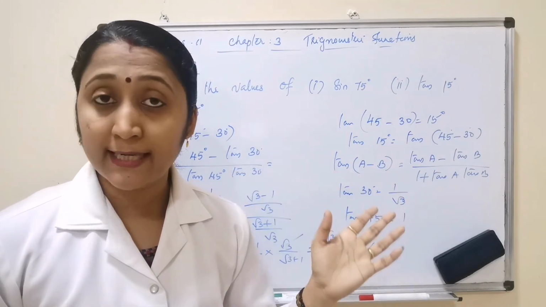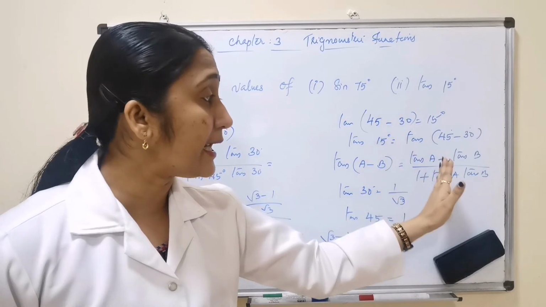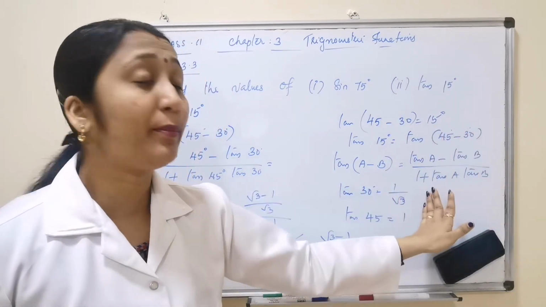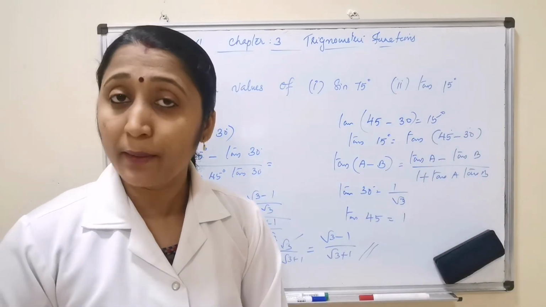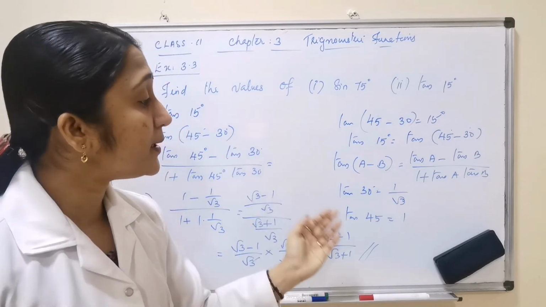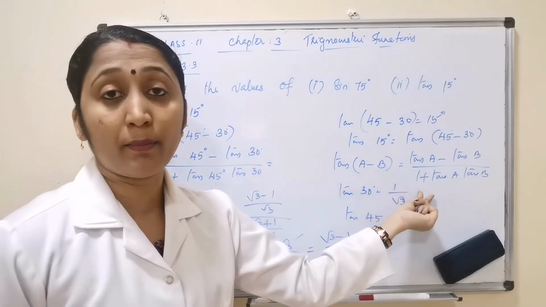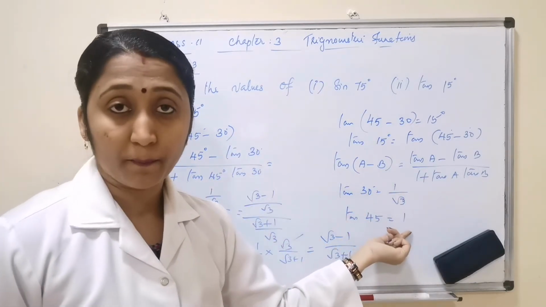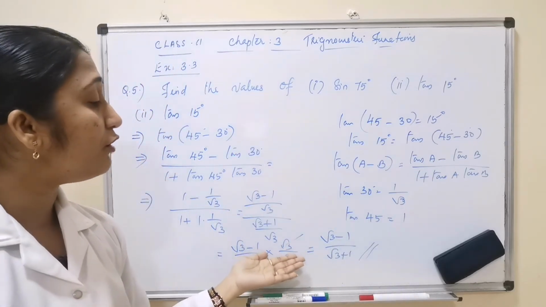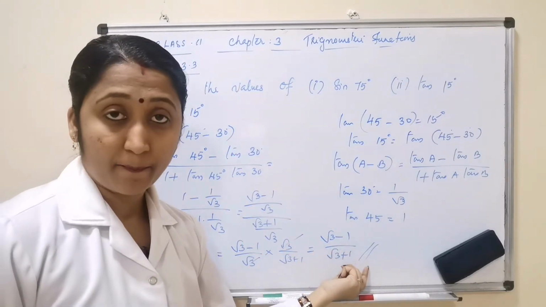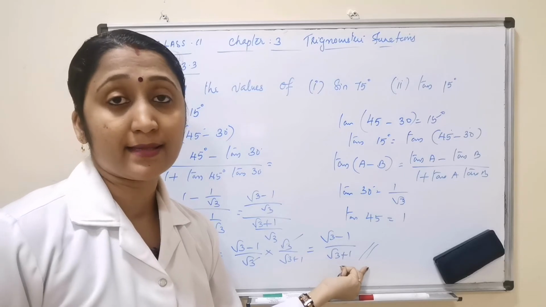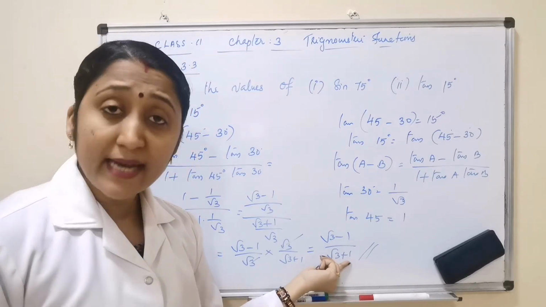Tan(a minus b) is nothing but (tan a minus tan b) divided by (1 plus tan a tan b). So we have to remember the values: tan 30 is 1 by root 3, and tan 45 is 1. Let us substitute and solve, and we get this answer. We have to change this answer, as it is an irrational number.